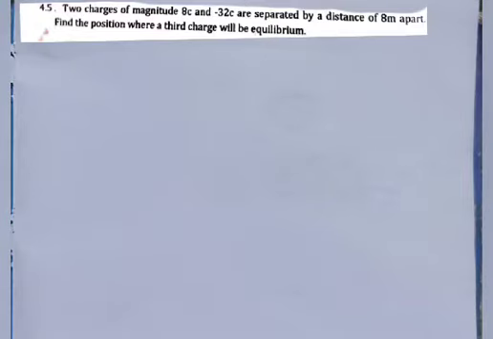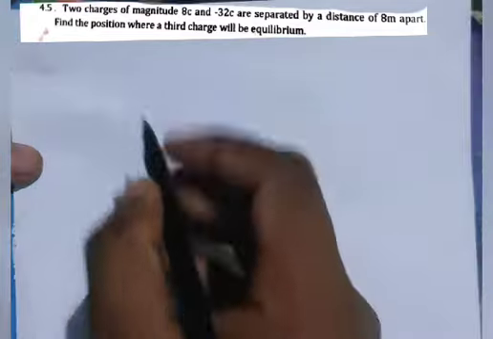So the next question is: two charges of magnitude 8 coulomb and minus 32 coulomb are separated by a distance of 8 meter apart. Find the position where the third charge will be in equilibrium. So this question is very similar to the previous one, but here the charges are unlike, meaning one is positive, another is negative. So, solution.